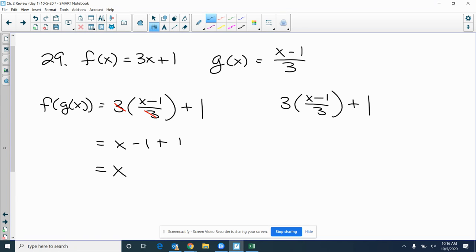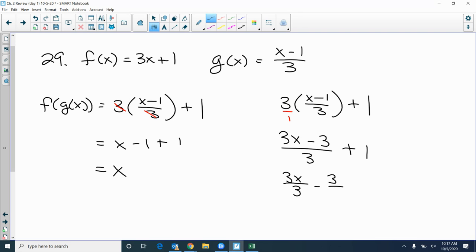Perfectly fine. Some people want to distribute this 3. Perfectly fine, but to distribute it correctly, make sure you distribute it to the numerator. So it becomes 3x minus 3 over 3. Do not distribute it to the denominator and make that a 9, because this is really 3 over 1. The 1 would be what you distribute. Different ways you can look at this, but this is 3x over 3 minus 3 over 3 plus 1. You can split those apart, and then that cancels, and you're left with x minus 1 plus 1. However you get there, you're still going to get x. So just be careful on that distributing if you do choose to do that.